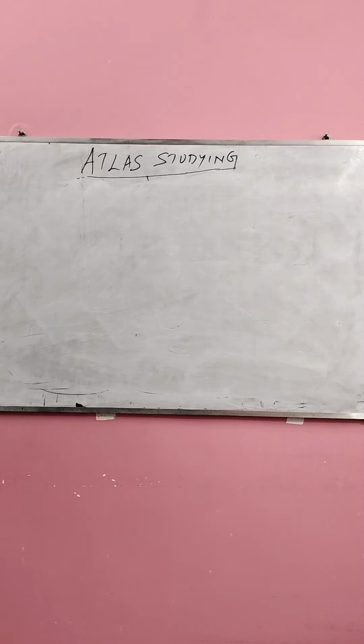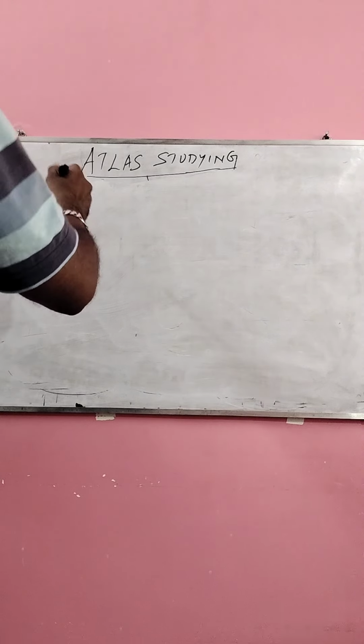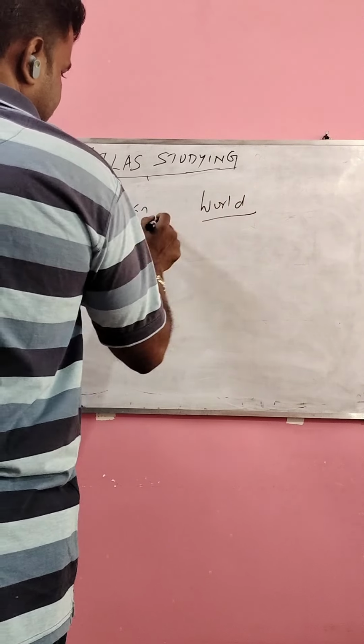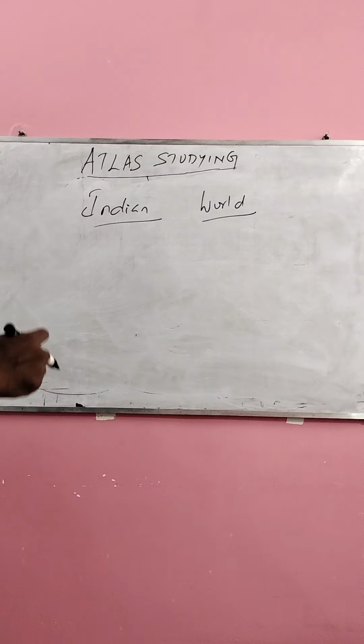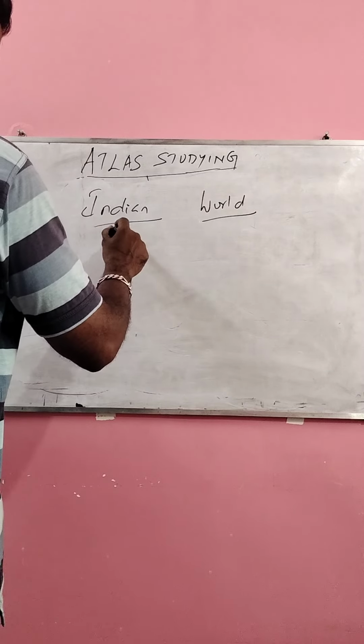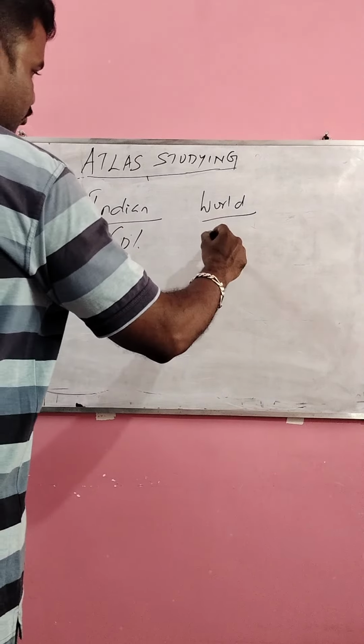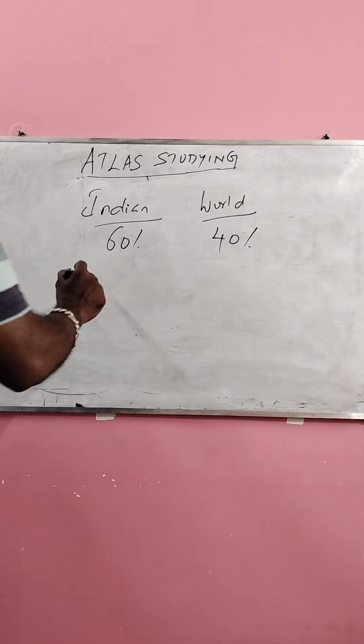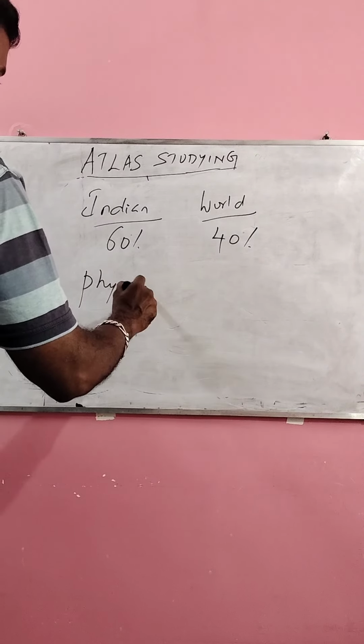Okay friends, let's start studying the atlas. Generally, the atlas will initially start with Indian geography, then it will move on to world geography. For the civil services examination, you have to focus on both Indian geography and world geography. Please give weightage approximately like this. Give 60% importance to Indian geography and 40% to world geography, approximately, roughly. Similarly, give more importance to physical geography over political geography.